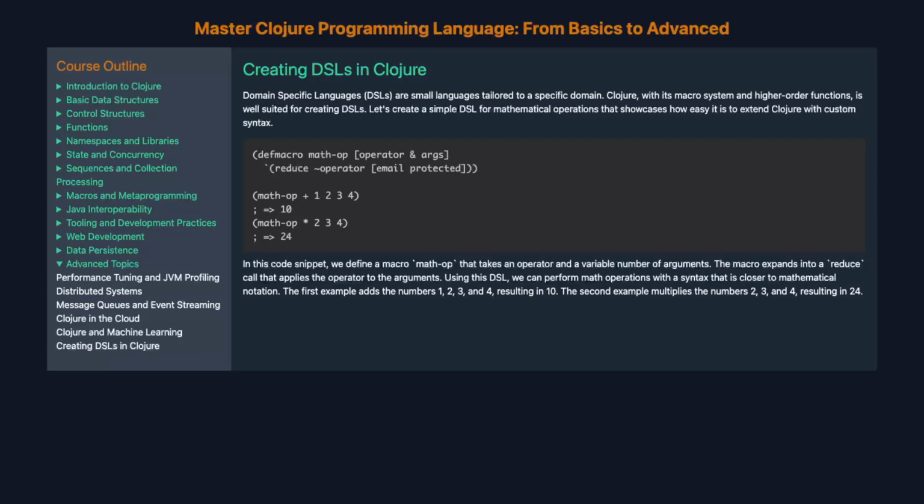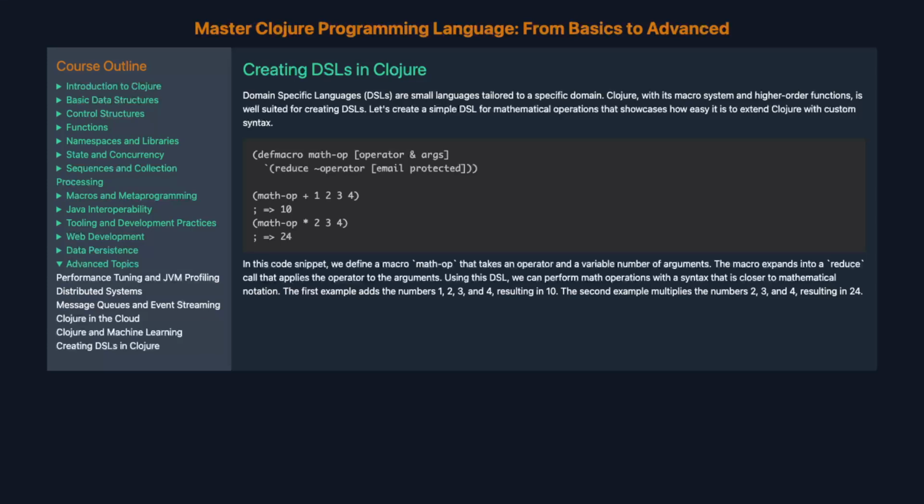Creating DSLs in Clojure. Domain-specific languages, DSLs, are small languages tailored to a specific domain. Clojure, with its macro system and higher-order functions, is well suited for creating DSLs. Let's create a simple DSL for mathematical operations that showcases how easy it is to extend Clojure with custom syntax.